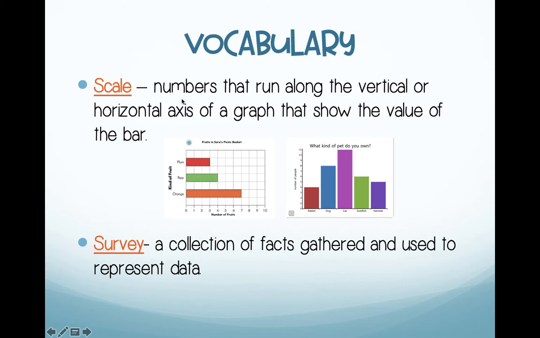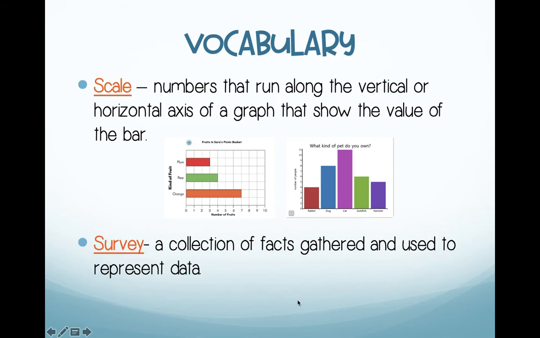Okay, some more important vocabulary. Scale. The scale is the numbers that run along the vertical or horizontal axis of a graph that show the value of the bar. Again, here are the two bar graphs from the previous slide. So this here is our scale. The numbers on our bar graph are simply known as the scale. So axis means side, right? It's a fancy word for side. And scale is a fancy word for numbers. Over here, the scale is on the horizontal axis, and on this bar graph, the scale is on the vertical axis. Something you might notice is that when the scale is vertical, the bars will be vertical, and when the scale is horizontal, the bars will be horizontal.